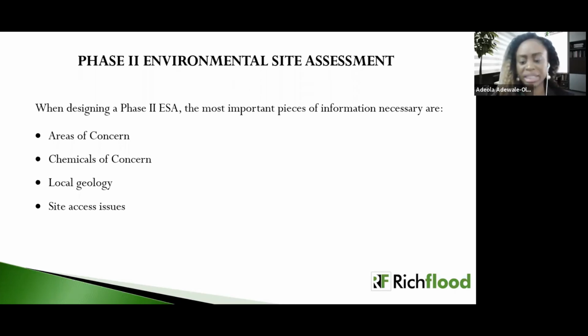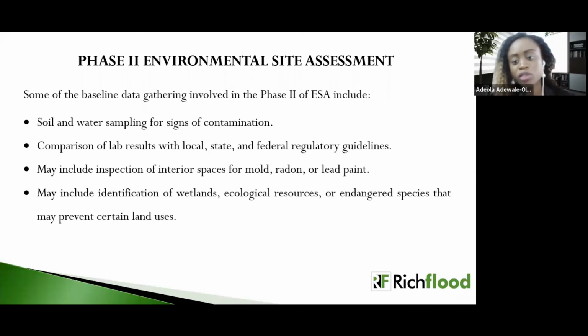And some of the baseline data gathering involved in phase 2 of the ESA includes soil and water sampling for signs of contamination. I said earlier, all the environmental components need to be assessed. They need to be sampled, they need to be studied for us to determine the extent and the scope of contamination at that present moment.